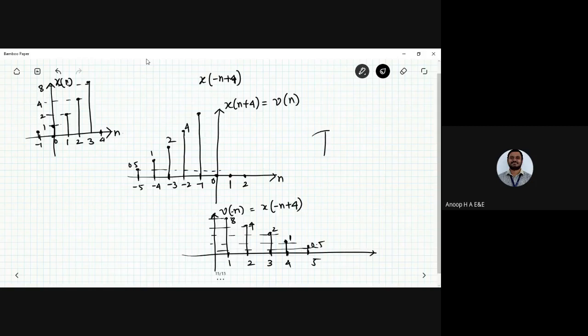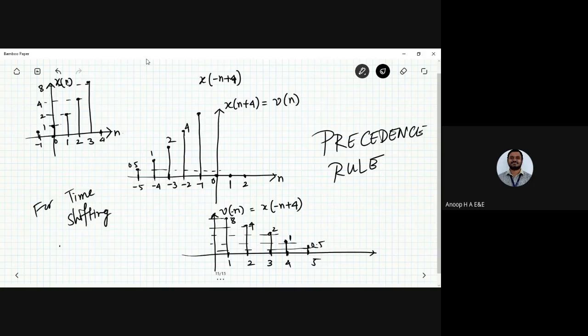Again, you are going to use the precedence rule for time shifting. Time scaling also we have done here, and reflection also. Reflection is what we had observed here. Time scaling is one in the given problem. We have reflected it.